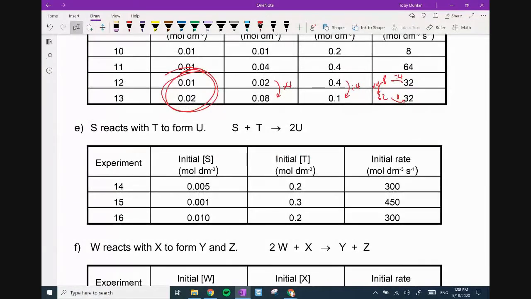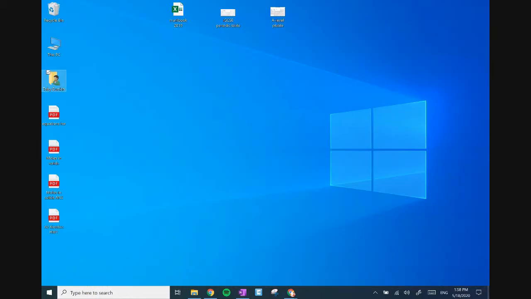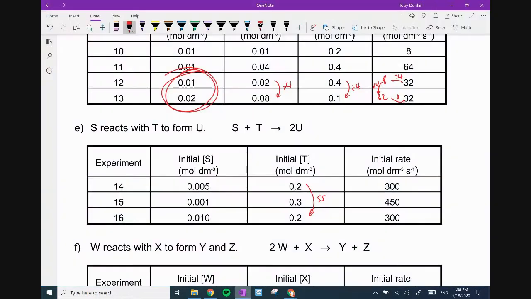Right, find someone who stays the same. Okay, T stayed the same here. Here to here, T stayed the same. What did I do to S? I doubled it, times by 2. What did I do to that? No change. So S is 0 order. Rub it back off.